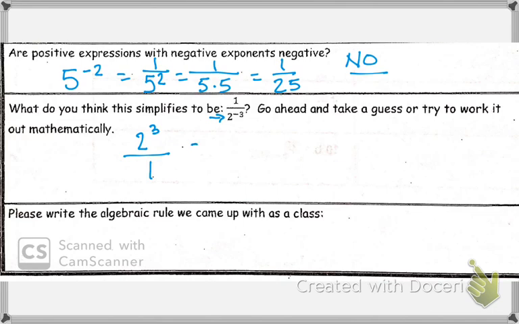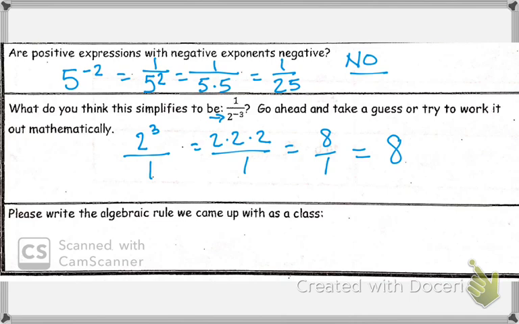So this is the same thing as saying 2 times 2 times 2 over 1. And 2 times 2 is 4. 4 times 2 is 8 over 1. We don't need to write it over 1. We would just write it as an 8. So if it starts out on the bottom as a negative exponent, it must move to the top. The exponent doesn't change. We just want to make sure they're happy.